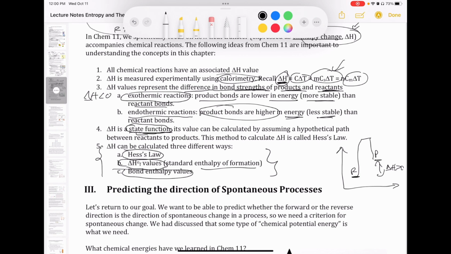I'm not going to review these methods of calculation, but you should, because later on when we do some calculation with the quantities that we're going to learn in Chem 12, some of these methods, particularly Hess's law and formation enthalpy calculation method, are going to be applied again to those quantities that were learned in this class. So it's important that you remember how to do them.